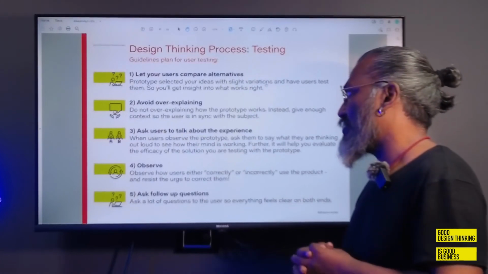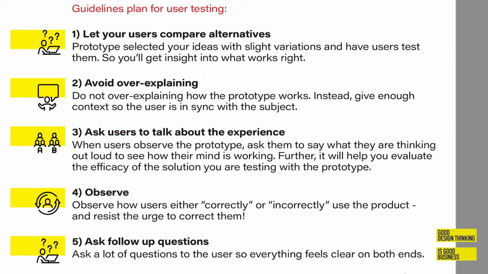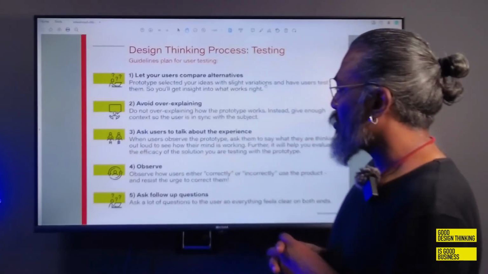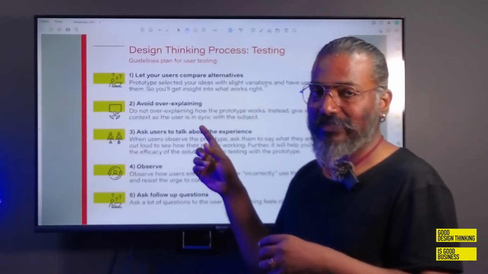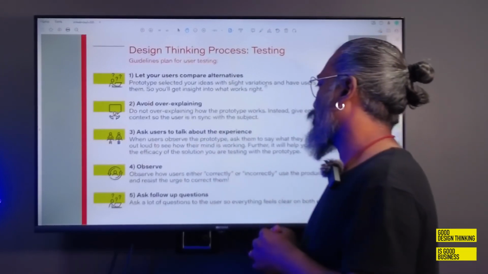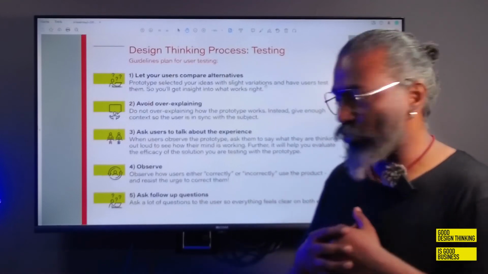The second guideline is to avoid over-explaining. While explaining, don't overkill it. Okay? If you explain too much, they might lose interest. So let them discover some of it.